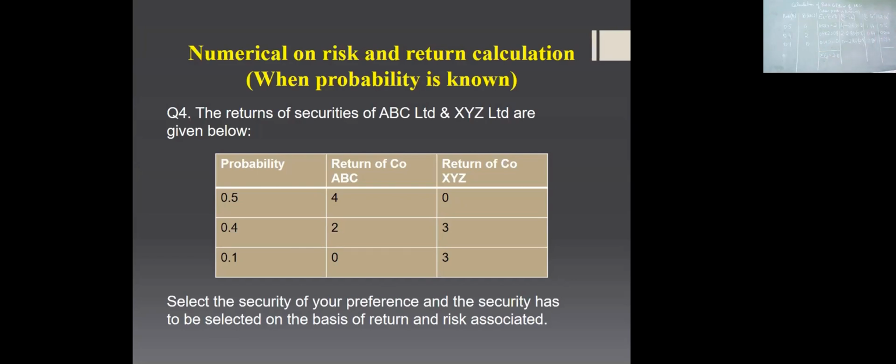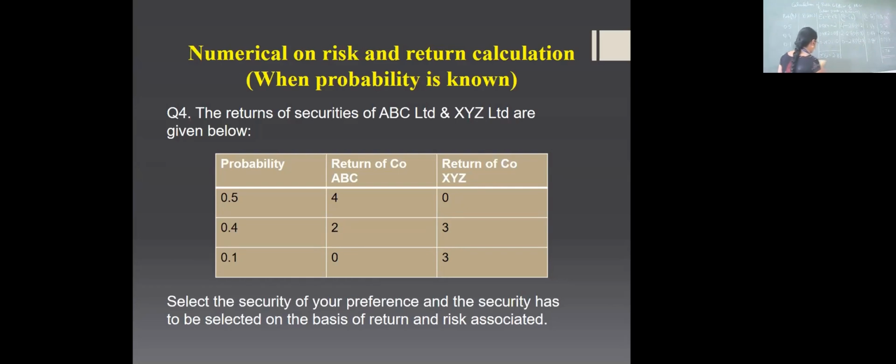Total of Pi into Ri minus Er square is 1.76. Okay, so now we are going to calculate risk with the help of standard deviation.